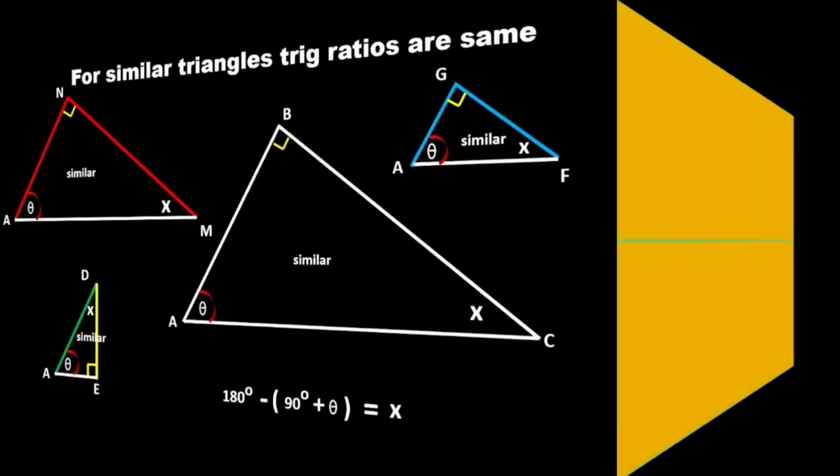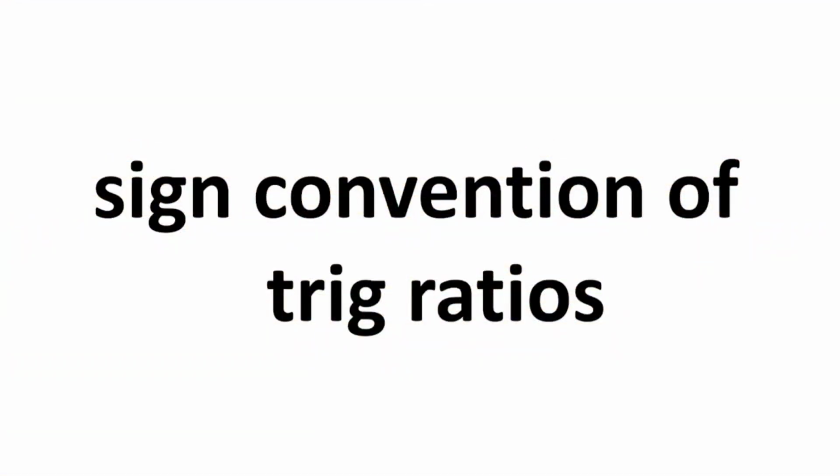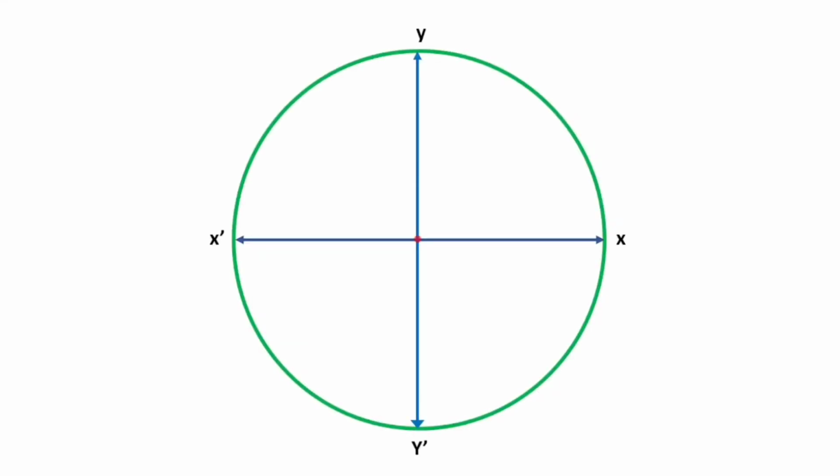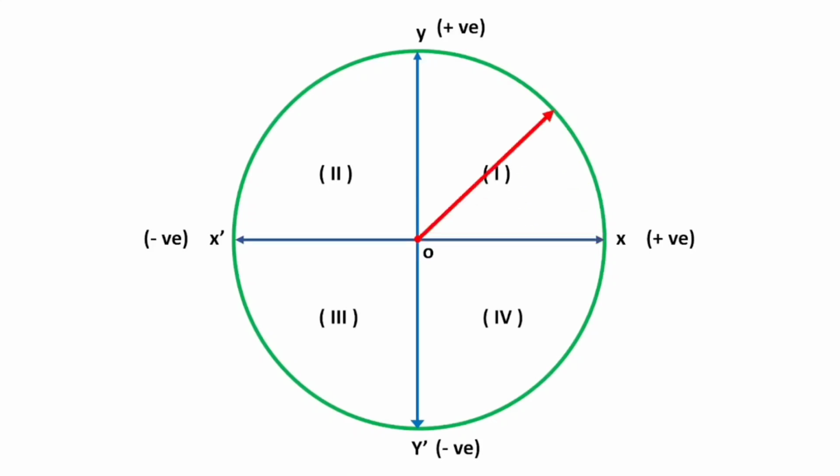The next thing that we need to know very well is the sign convention of trig ratios. X and y axes intersect each other at point O and divide a circle into four quadrants. We know that the x-axis to the right is positive and to the left it is negative. The up y-axis is positive and the down y-axis is negative. A ray of the same size as the radius, when it rotates touching the circumference, makes an angle theta at the center. We can measure the magnitude of the angle using trigonometry.